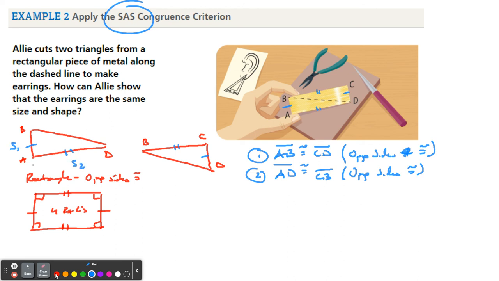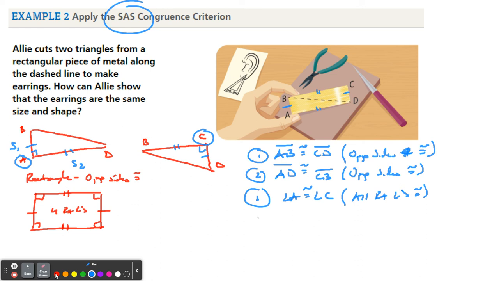So the angle in between these two sides would be angle A, and the angle in between these two sides would be angle C. Well, angle A and C better be congruent. Well, they're right angles. Right? It's a rectangle. They're right angles. And we learned a theorem back in, I think it was topic 1, that all right angles are congruent. All right angles are congruent. And you have now used side angle side to prove that these two triangles are the same and the earrings would be the same shape.